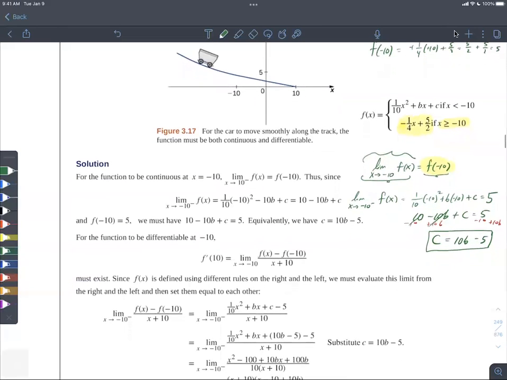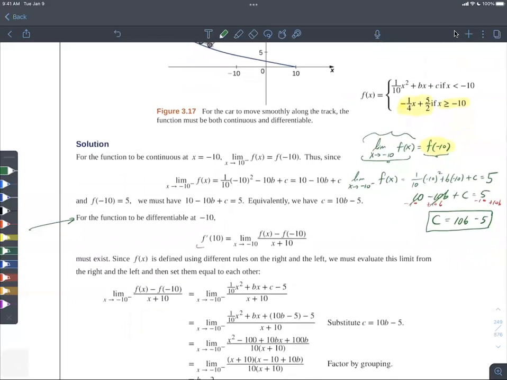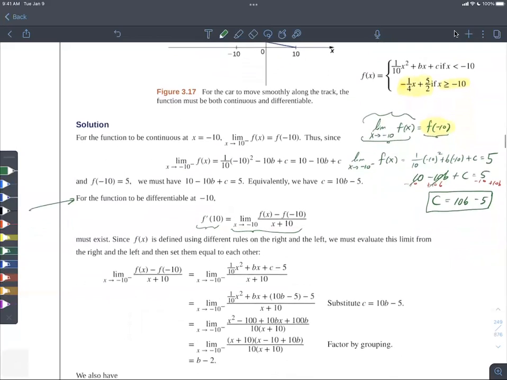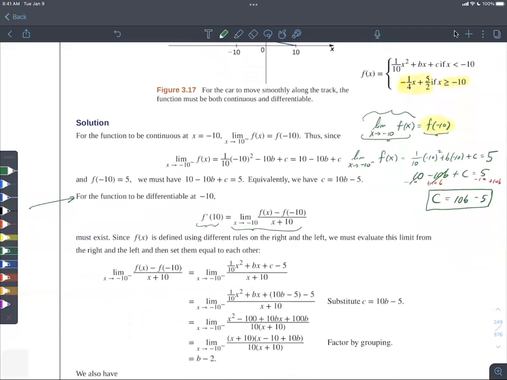Now, let's continue reading here. It says, for the function to be differentiable at -10, we also have to have f prime of 10, which is defined in terms of this limit. This limit must exist. It says, since f of x is defined using different rules on the right and the left, we must evaluate this limit from the right and the left and then set them equal to each other.